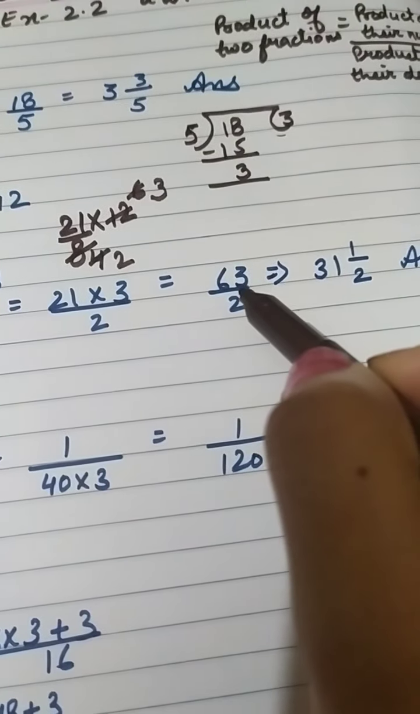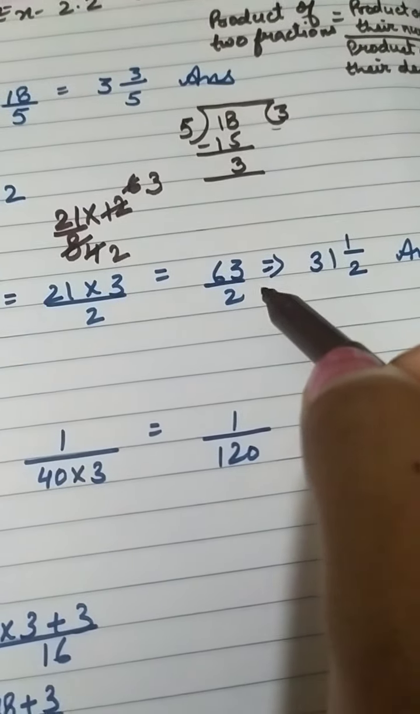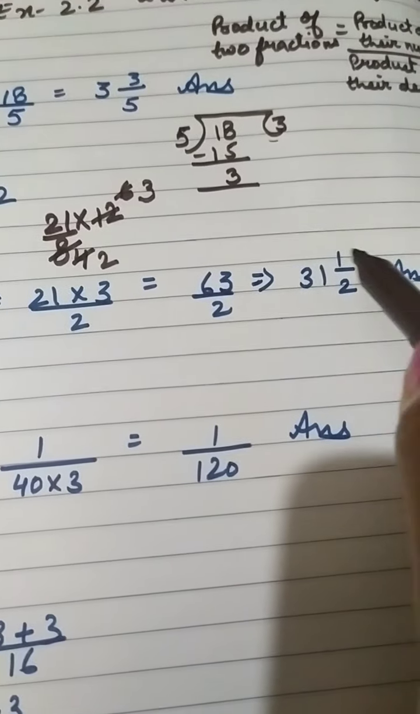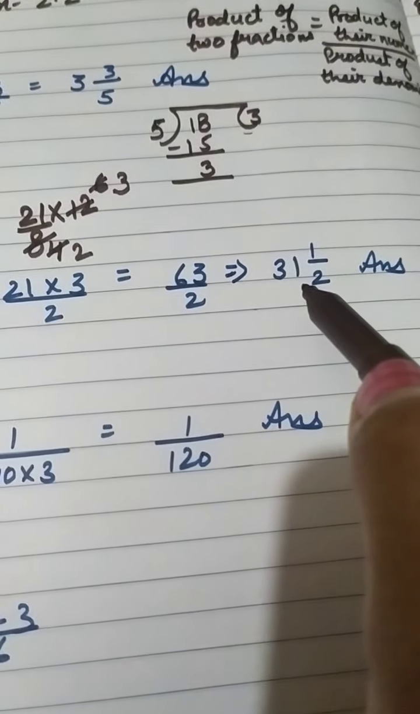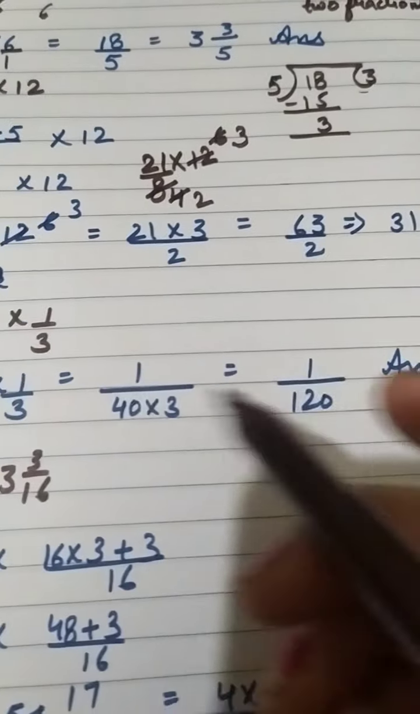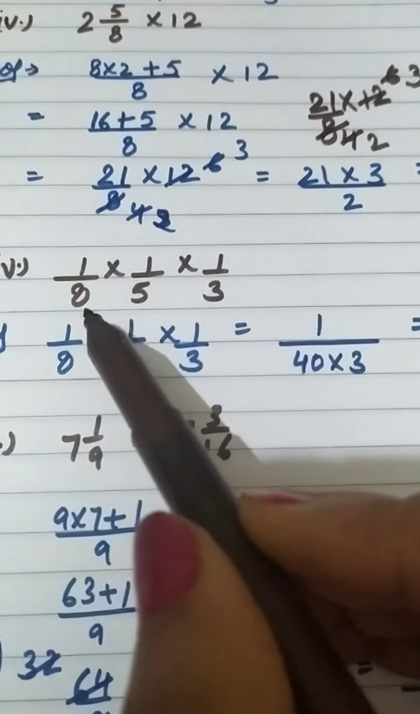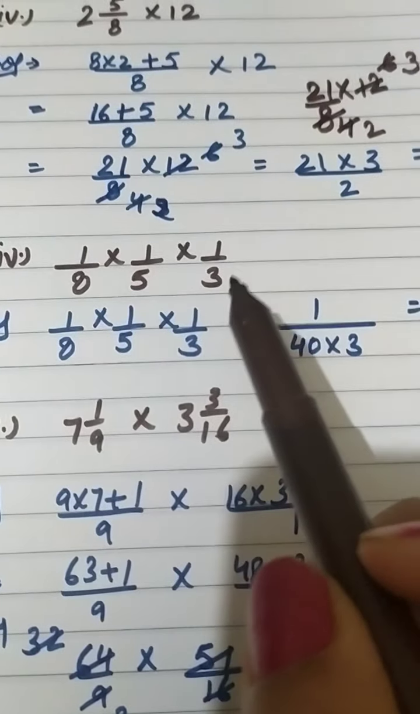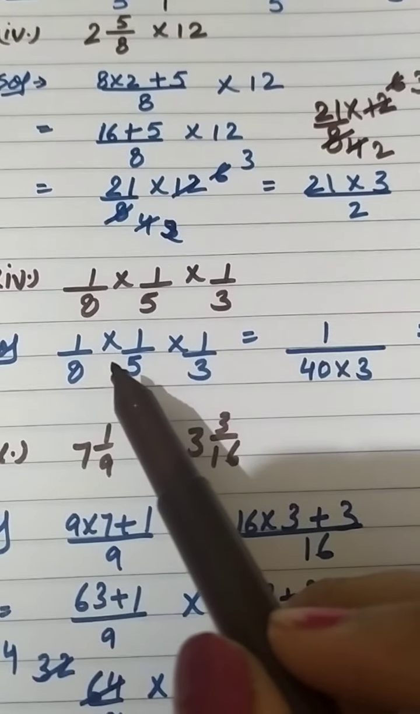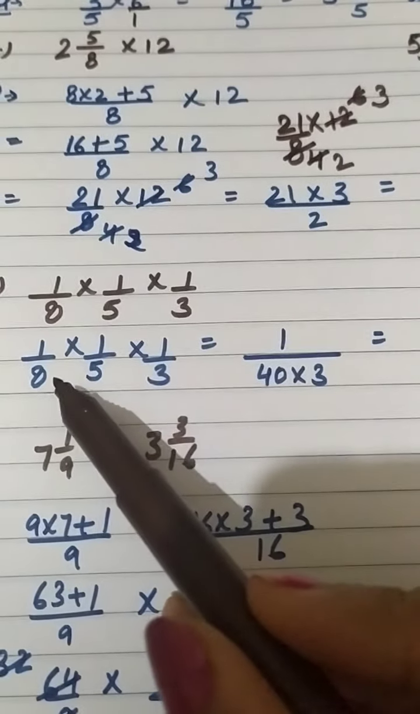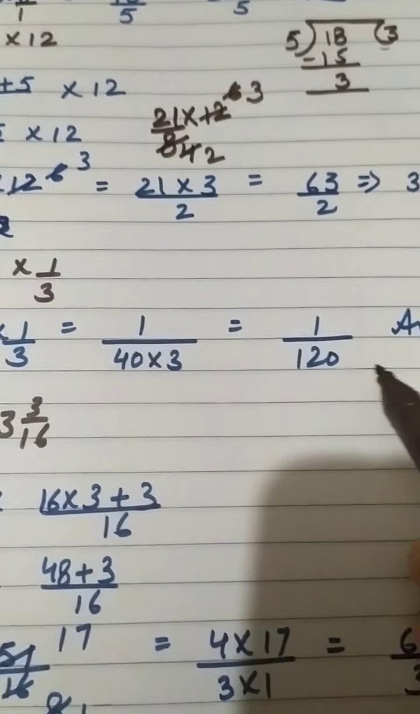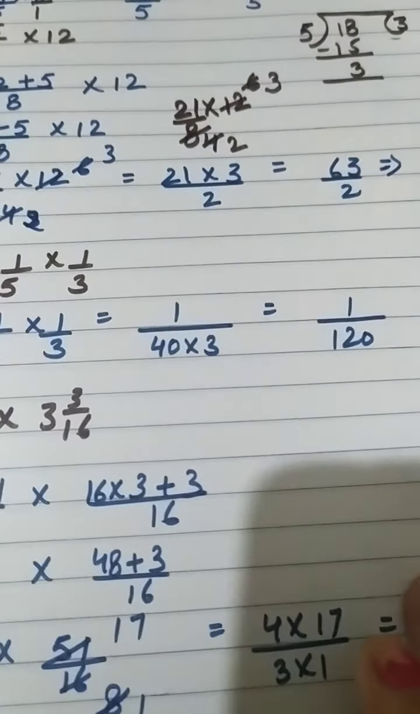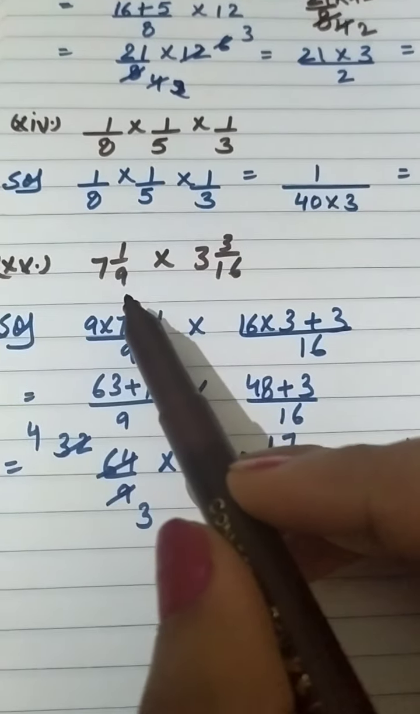But don't leave it here. If you leave your answer here, then you know I will cut your half marks. Convert it into a mixed fraction. After converting, we'll get the answer 31 whole 1 upon 2. Okay, children, now come to the 14th part, 1 upon 8 into 1 upon 5 into 1 upon 3. So nothing can be cut. So it will be 8 5s are 40, 40 3s are 120, because we have done the product of the denominators here.